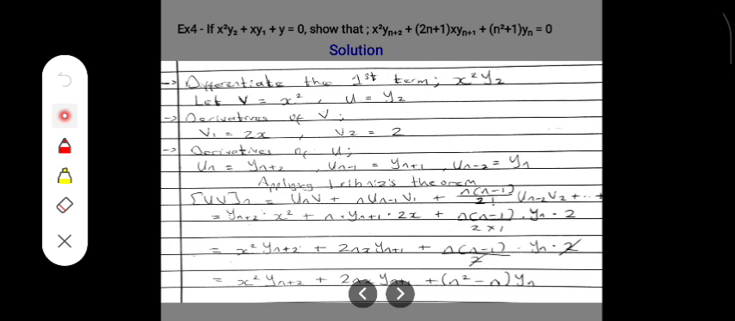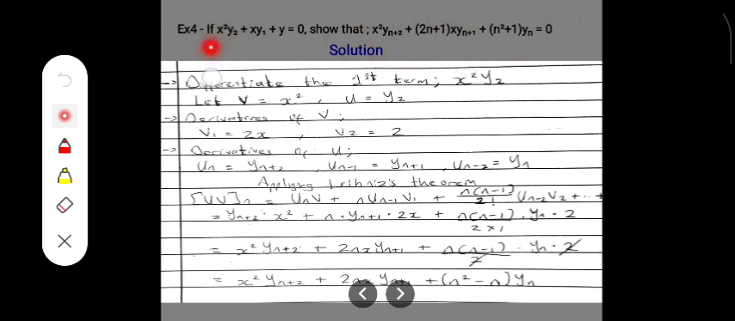So moving on to example 4, it says that if s power 2 multiplied by y subscript 2 plus s multiplied by y subscript 1 plus y is equal to 0, show that s power 2 multiplied by y subscript n plus 2 plus 2n plus 1 multiplied by s multiplied by y subscript n plus 1 plus n raised power 2 plus 1 multiplied by y subscript n is equal to 0. All they just want us to do is what? To find the nth derivative of this equation and prove that it's also equal to this.